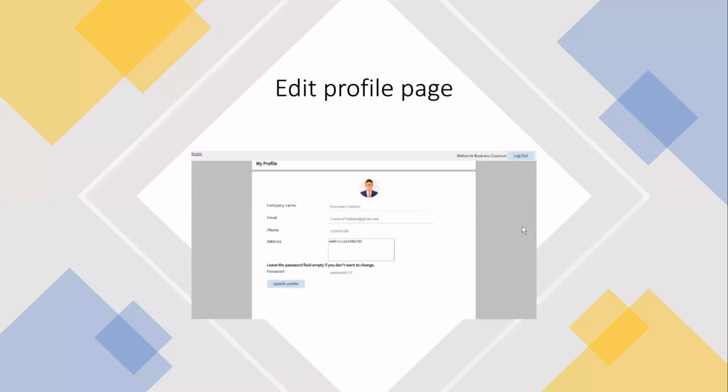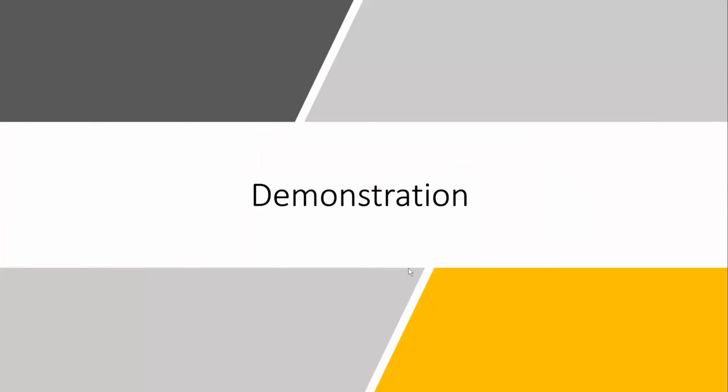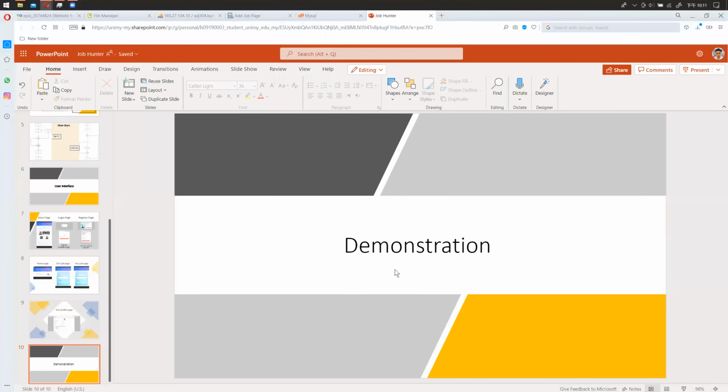Next, this is the edit profile page, where the user can update the company's profile, such as the company's name, email, phone number, and address. He can also change the password here. Now for the demonstration, I will pass over to my friend for the demonstration part.